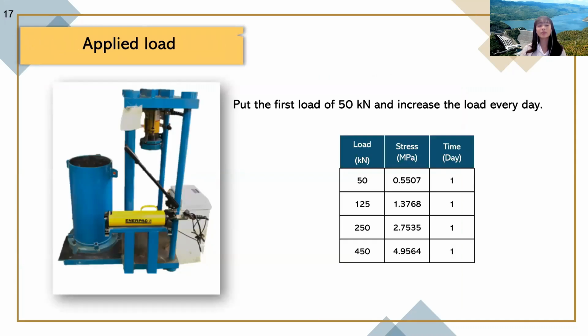Start the test by using the manual hydraulic pump to apply a load of 50 kN and keep the same load for 1 day. Then increase the load every day to 125, 250, and 450 kN. While testing, the automatic data collecting device is used to collect the load applied to the sample, and the LVDTs are used with the data logger to collect the settlement of the sample.